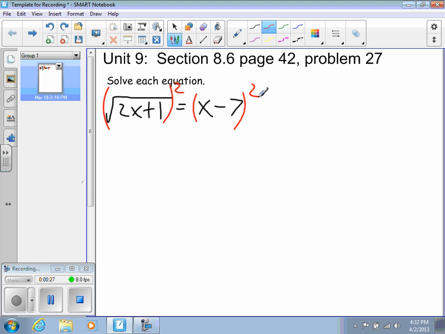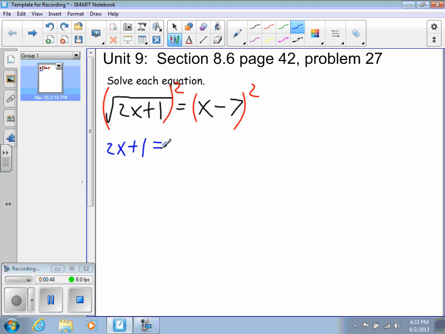So over here, they just cancel out, and we're going to end up with 2x plus 1. But on this side, when we square it, we're going to have to, like I say, use the box, or if we know the special products. I'm going to show both.